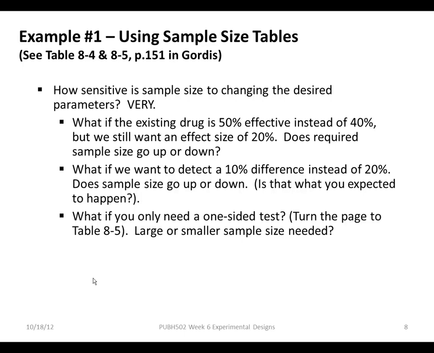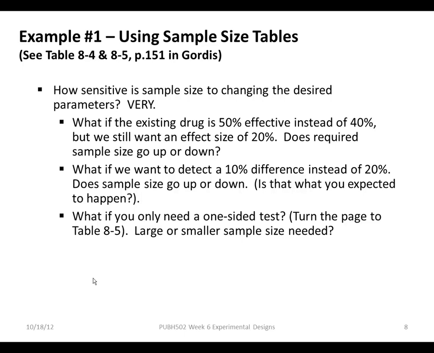You can also use that table to look up and across and down and over and see how sensitive your sample size is to changing some of these parameters. So if you think for a moment, and then you can check in the table, what if the existing drug is 50% effective instead of 40%, but you still want to maintain that effect size of 20%? Think for a bit, theoretically, do you think the sample size will go up or down? And then you can check that in the table.